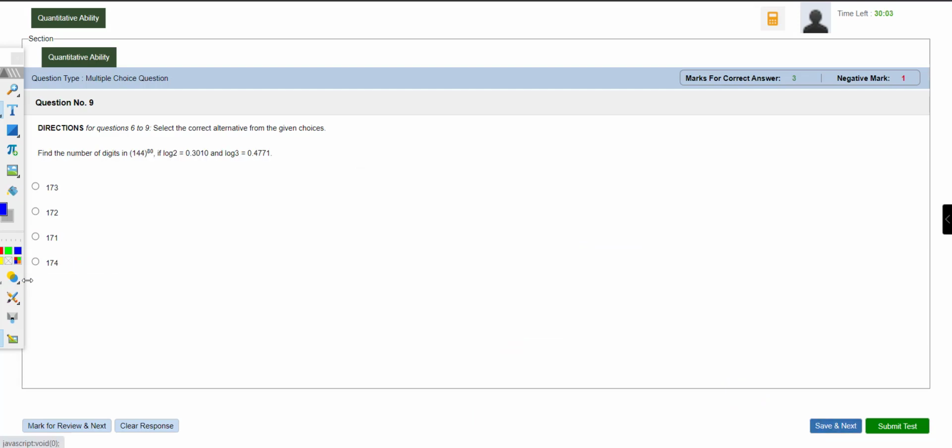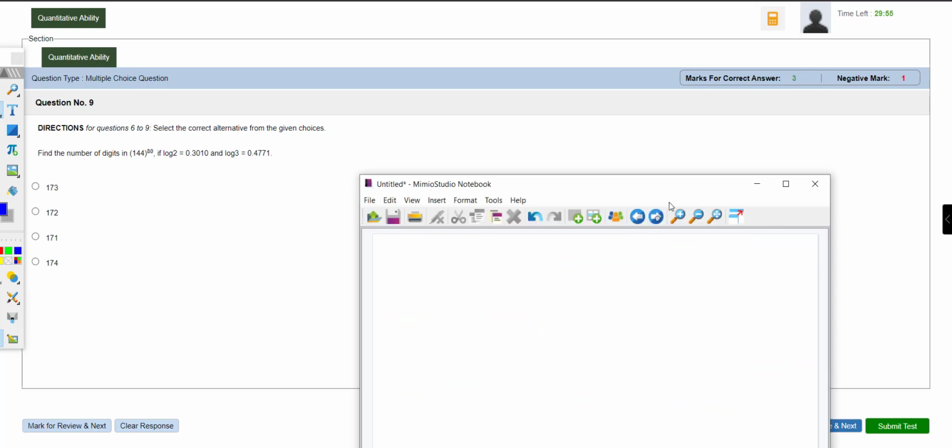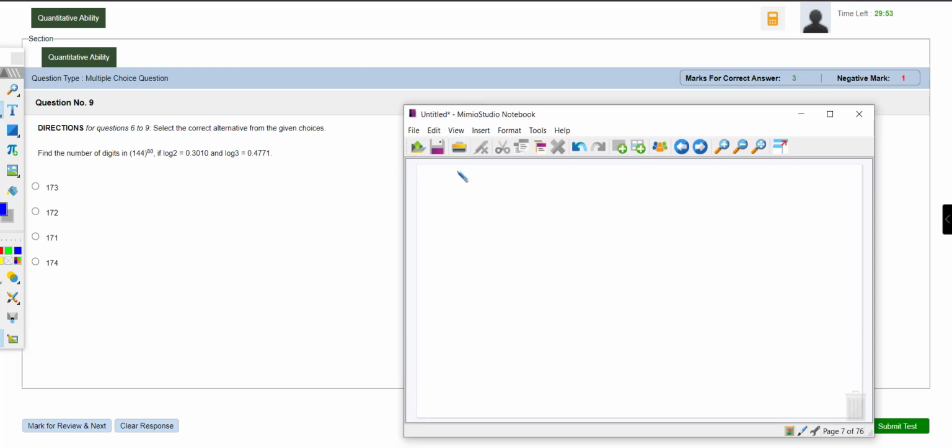After this, question number 9: find the number of digits in 144 to the power 80. This is a very common question. Let's do this. So the answer is going to be, we need to find the log first of all. Log of 144 to the power 80 we are supposed to find. So 80 into log 144 is what? Log 16 plus log 9.